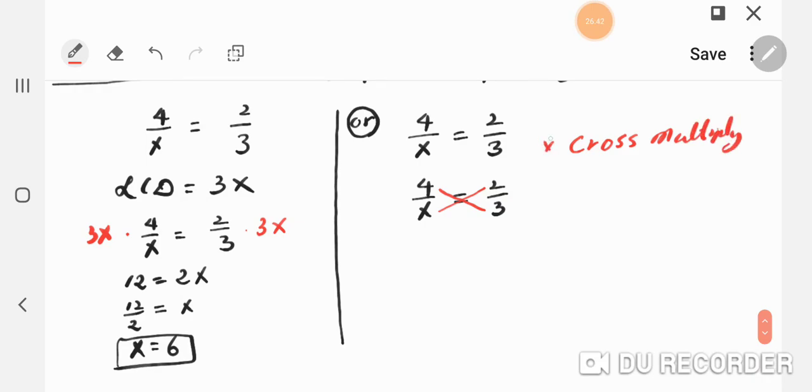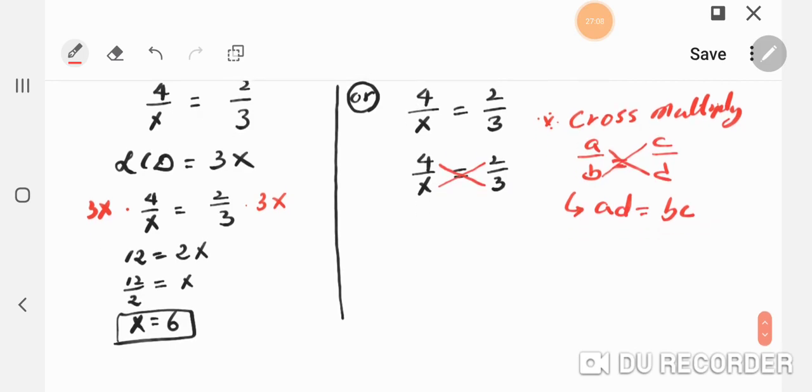Cross multiply will work only when each side of the equation is one fraction, a single fraction. Then cross multiplying means multiplying these two, so AD is equal to BC, or BC equal to AD, it doesn't matter. So if there is one fraction on each side, you can try cross multiply.